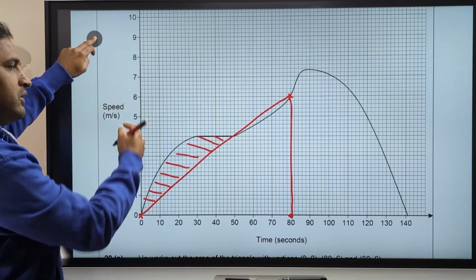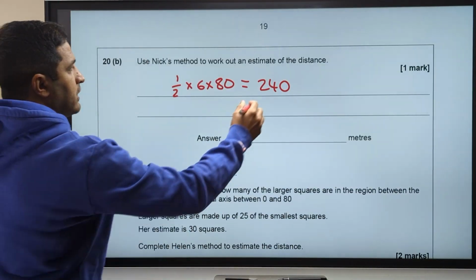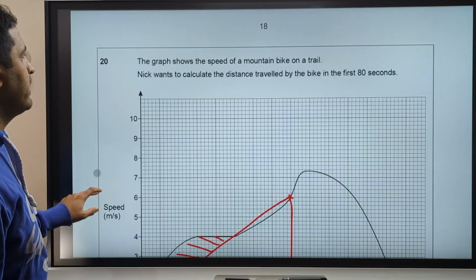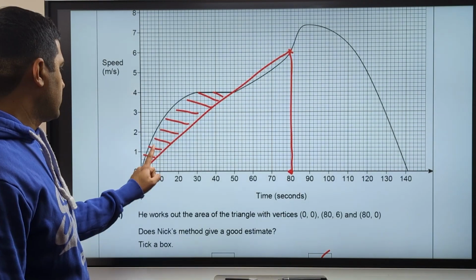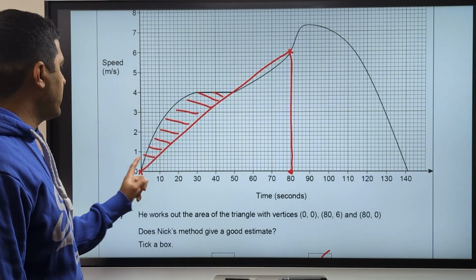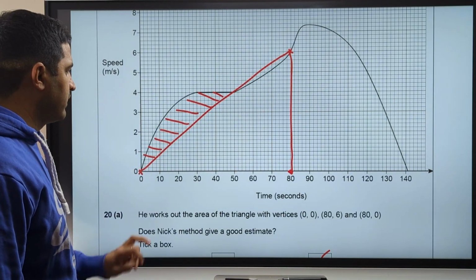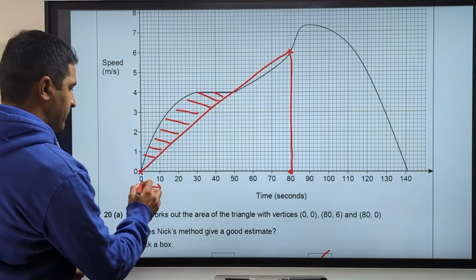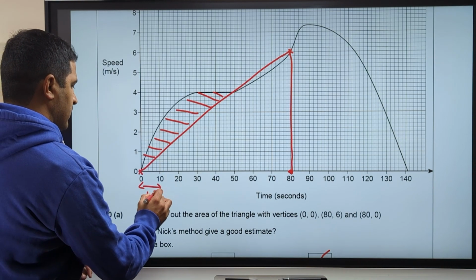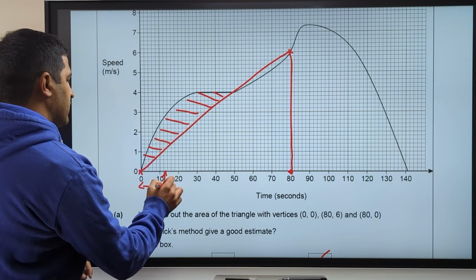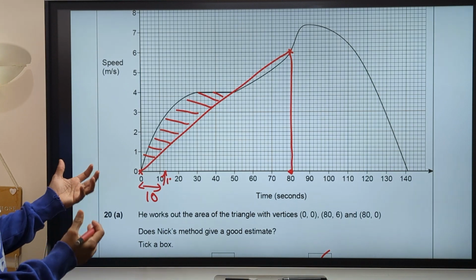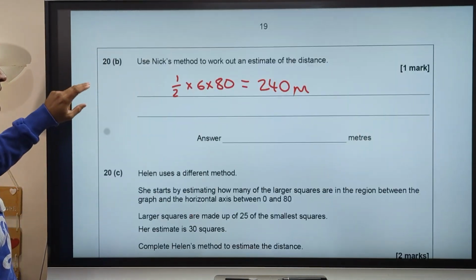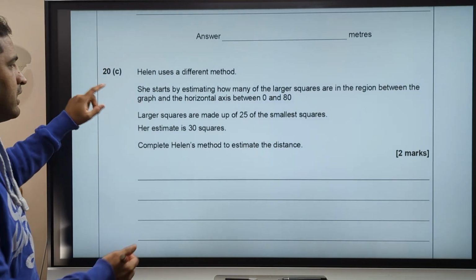It's meters per second for speed, so we need to get meters as our unit. We need to work out what 1 square is in terms of, okay, 10 by 1. So 1 square is actually 10 square meters. Okay, 1 by 10. So again, this area is the distance in meters. So 10 by 1 gives you 10. So 1 big square is 10 meters.